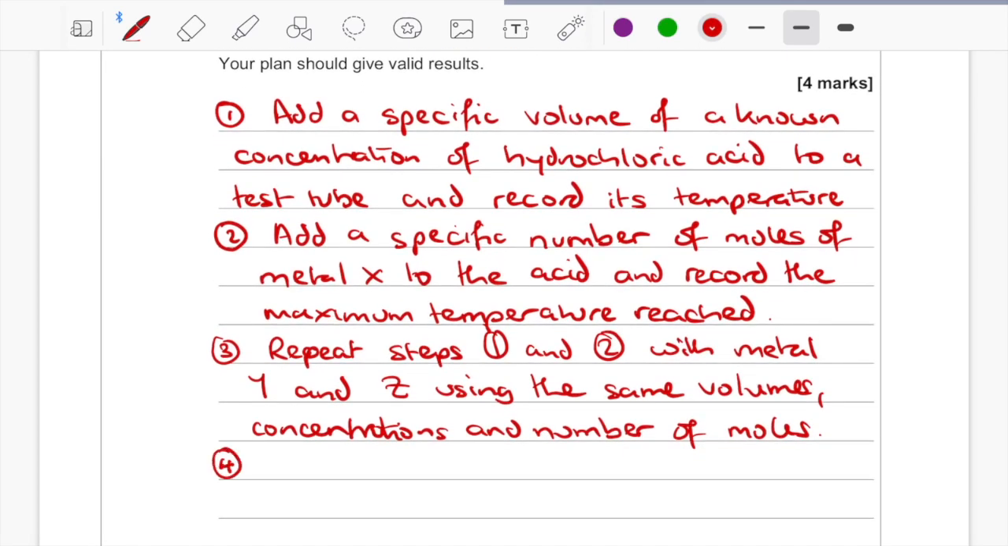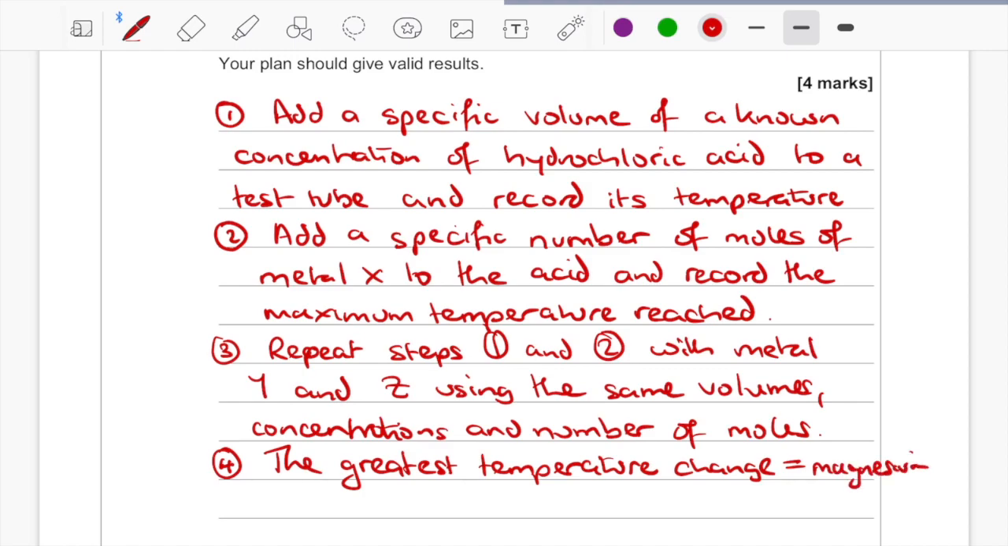Finally, so it's not a method as such. The greatest temperature change equals magnesium, apologies. And the smallest equals copper. And that will definitely get you all the marks.